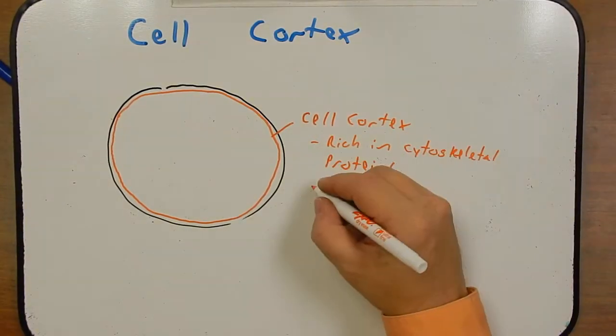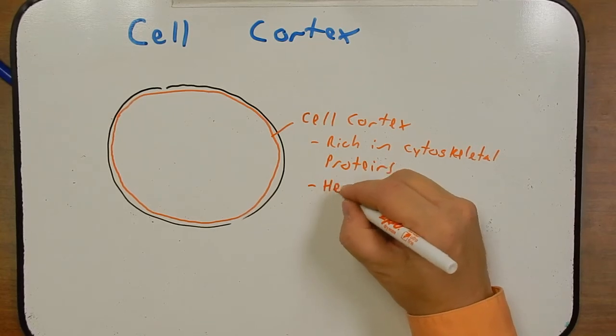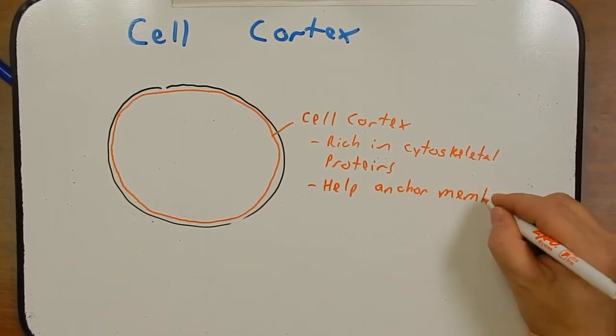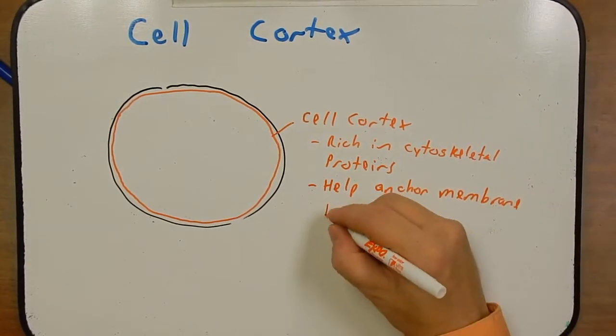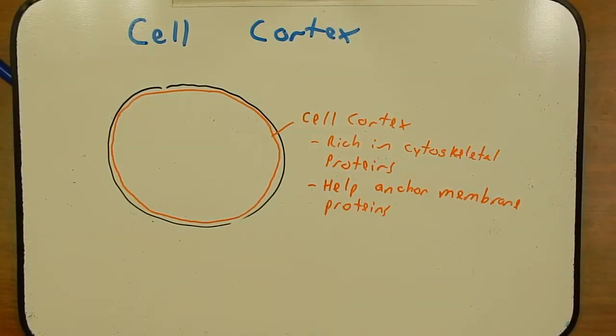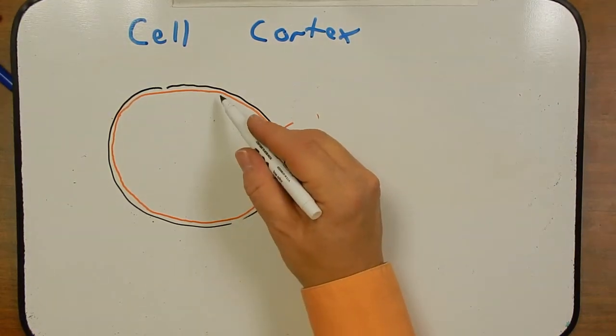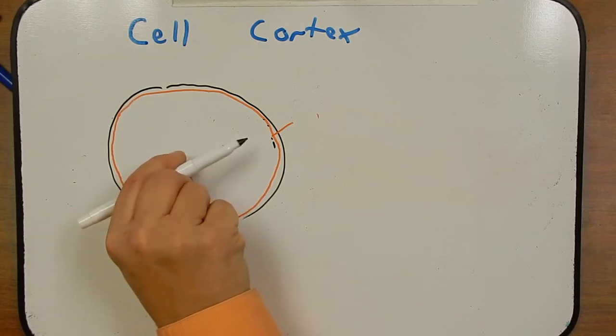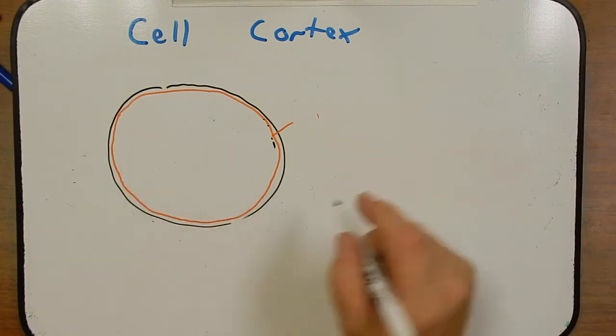These proteins can help anchor membrane proteins to help prevent some of their free movement in the membrane. Now what I want to do is show a different view here, like as if you were inside the cell looking out to the periphery here.